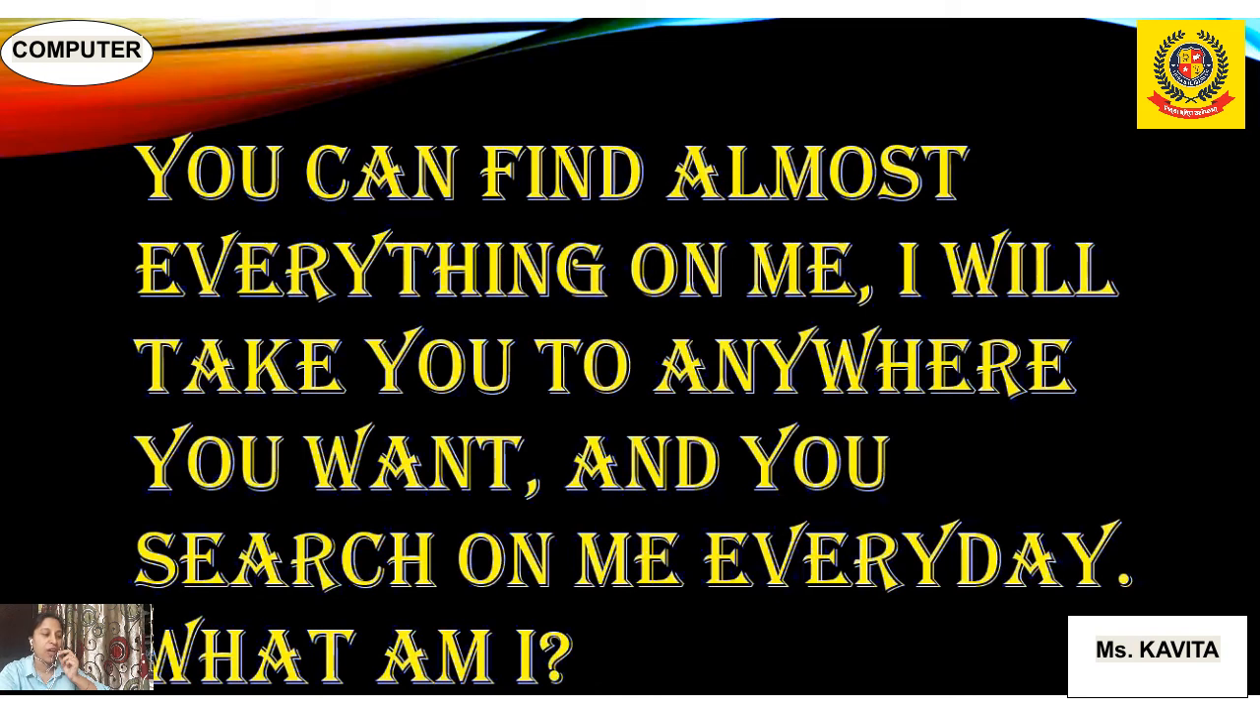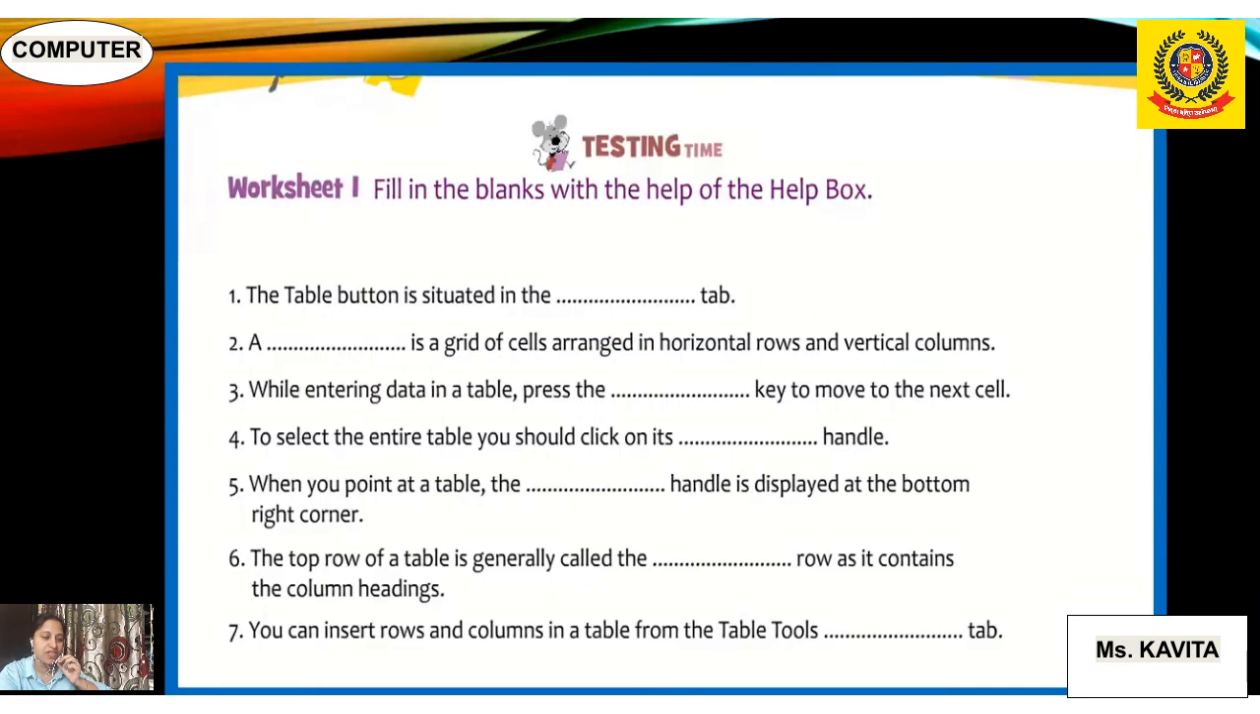Now, worksheet 1. Everyone take out your book, open page number 35. Fill in the blanks with the help of the help box. The table button is situated in the dash tab. Help box is given. A dash is a grid of cells arranged in horizontal rows and vertical columns. So the table button is situated in the insert tab. A table is a grid of cells arranged in horizontal rows and vertical columns.